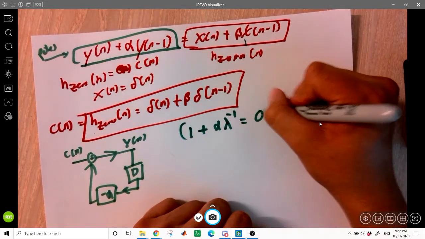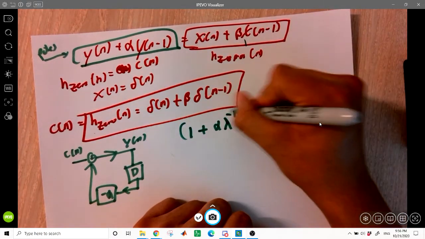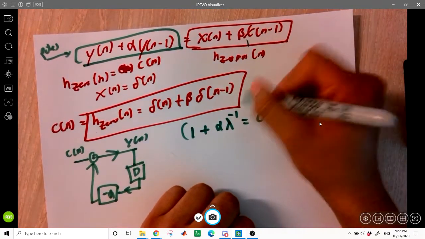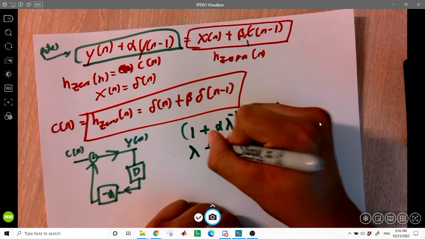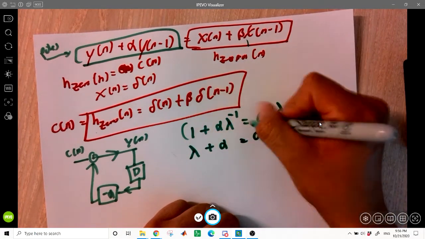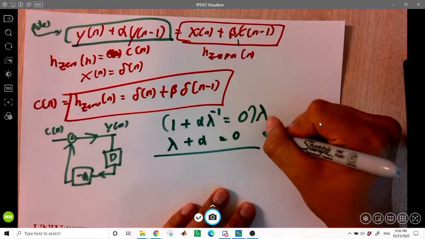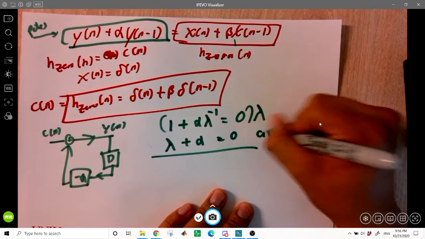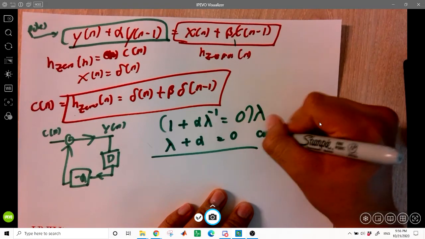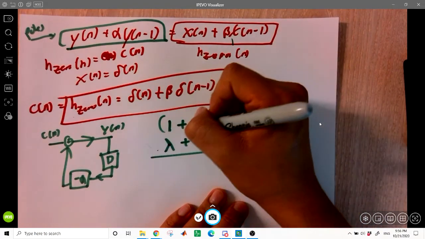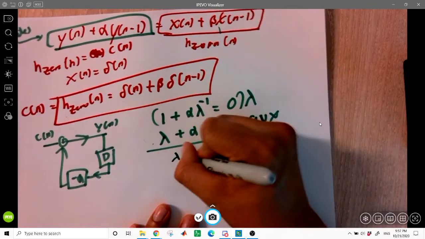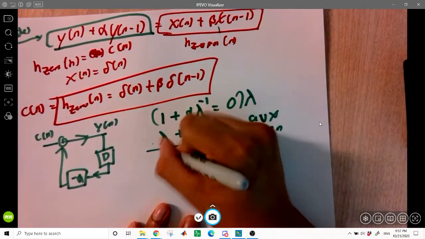Or you can multiply this whole thing by lambda, since this minus 1 comes from here, or you have your own method, doesn't matter. Lambda plus alpha is equal to 0. So this right here is considered your aux equation. That's a funny looking name. But the point is, this is what you're looking for. Now you're trying to find what lambda is equal to. Lambda is equal to minus alpha.